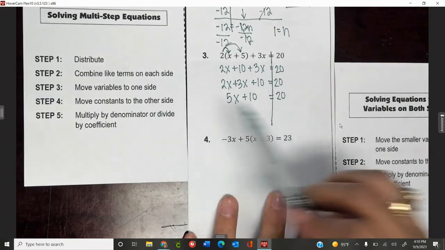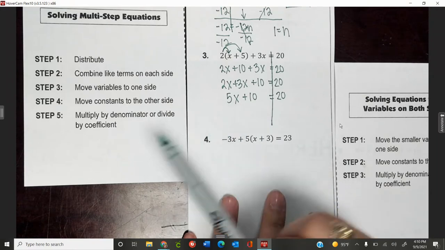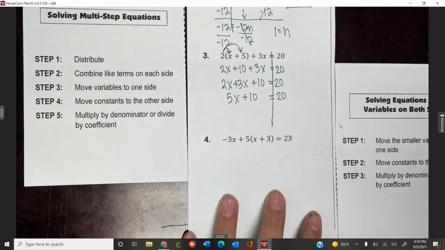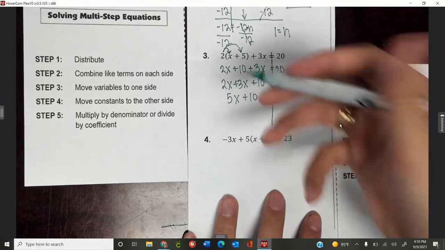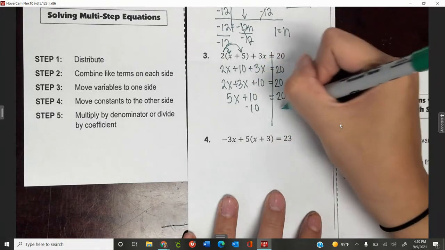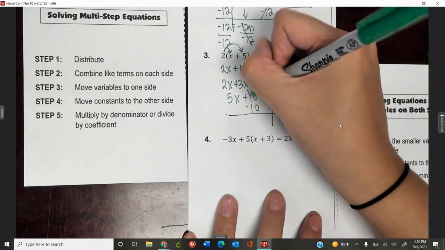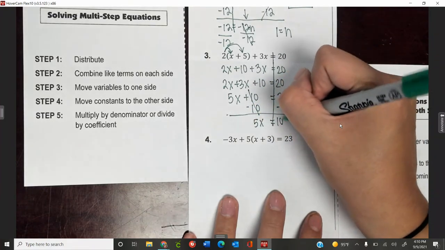So now we want to move our variables to one side. All of my variables are already on the left. And so I want to move my constants over to the other side. So right now I have 10 being added. So I want to do the opposite, and I want to subtract 10 on both sides. So subtracting 10, this cancels out. You're left with 5x equals 20 minus 10, which is 10.